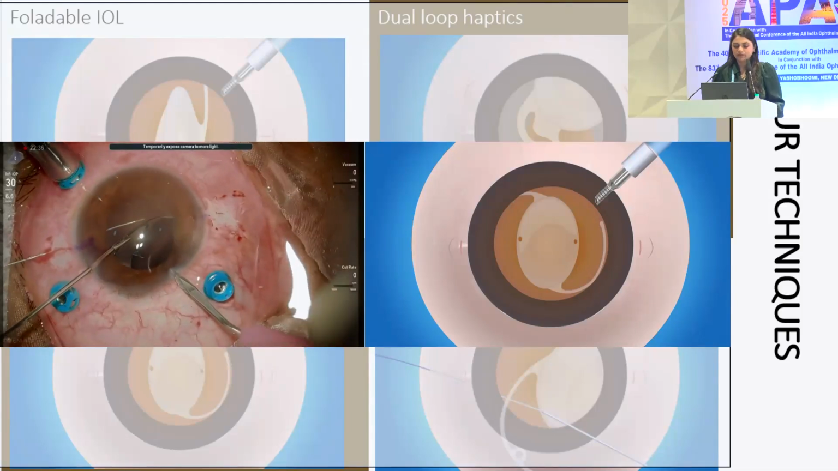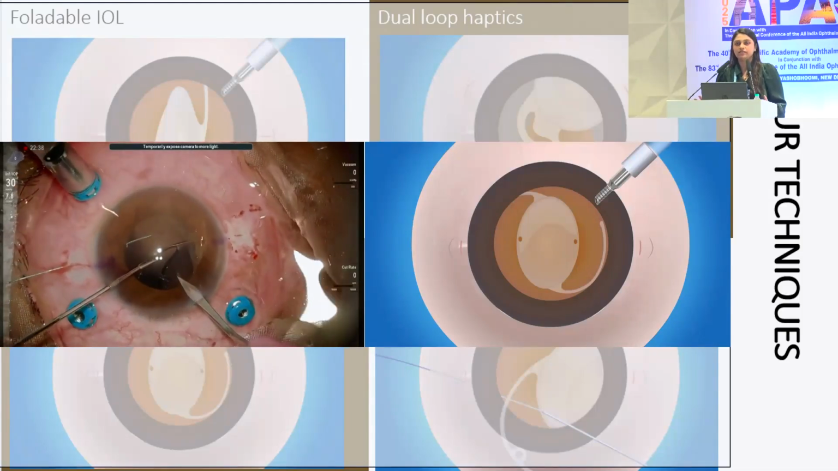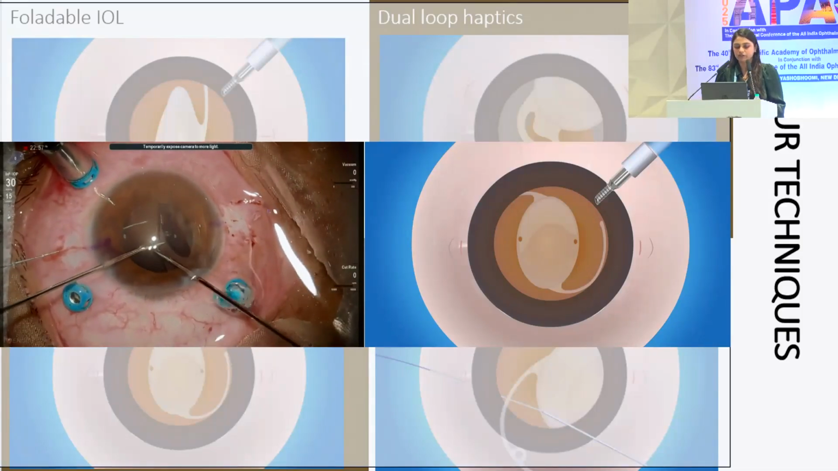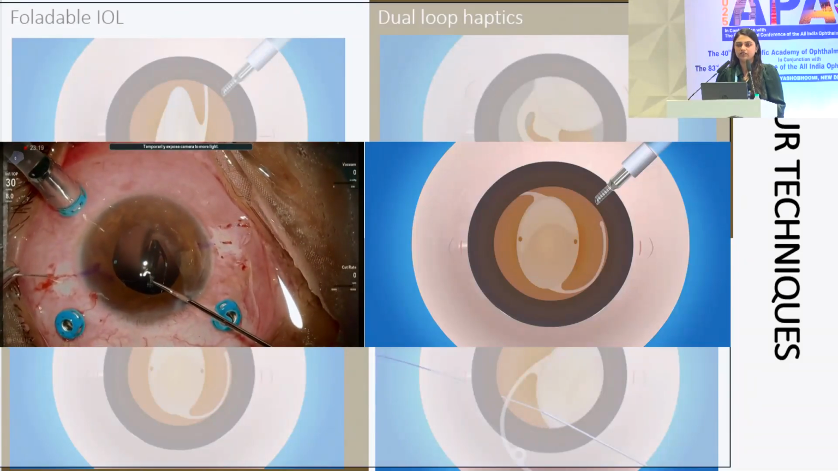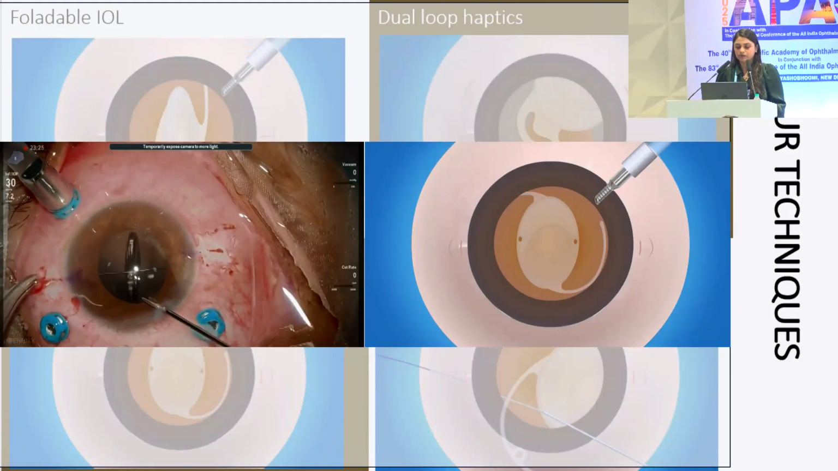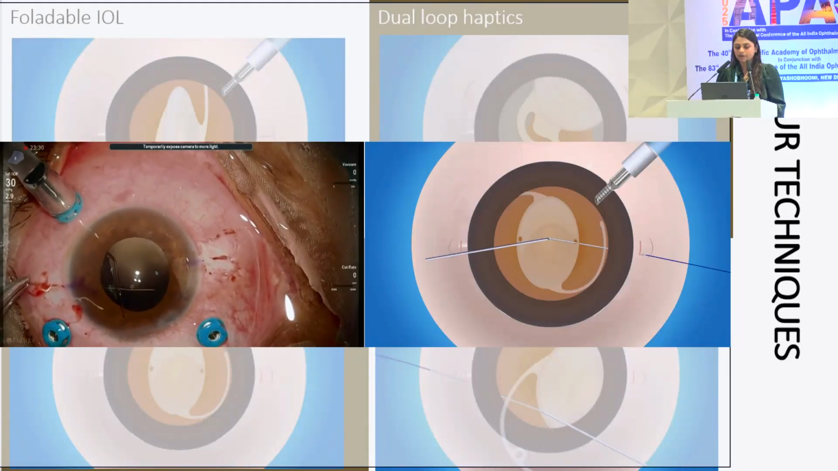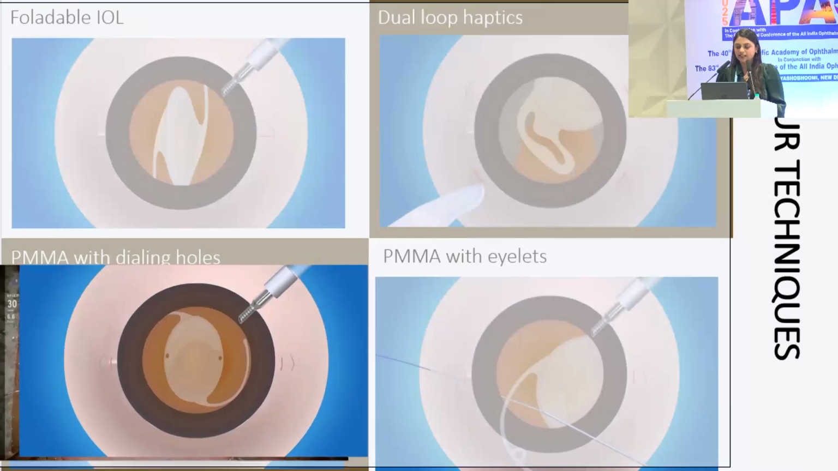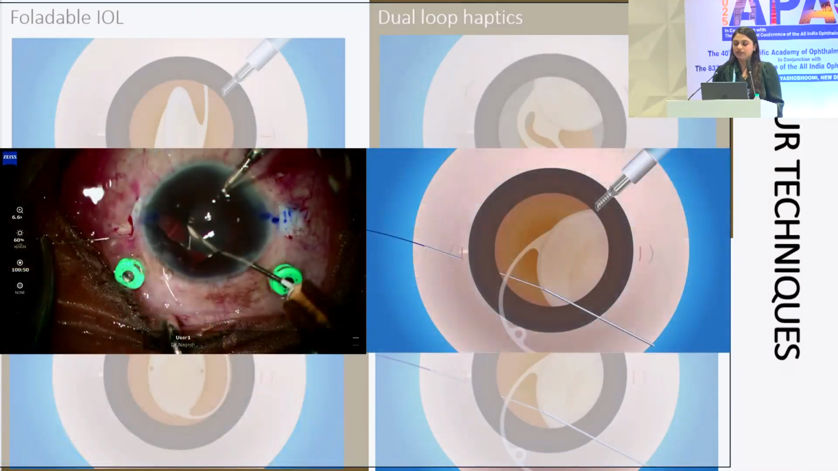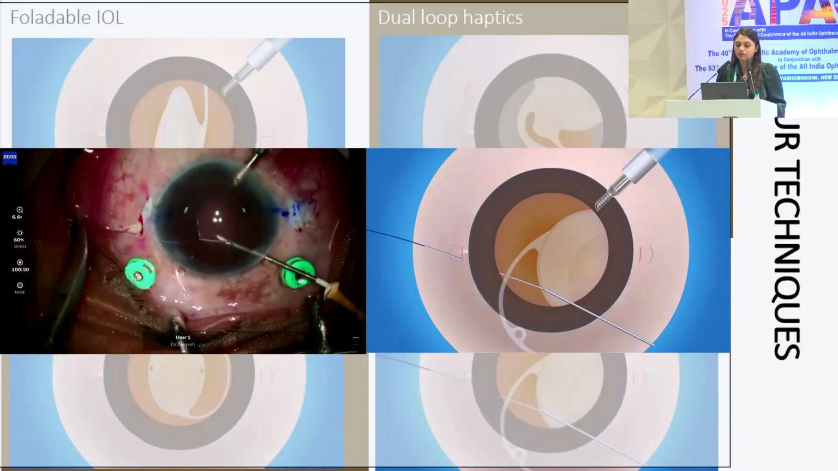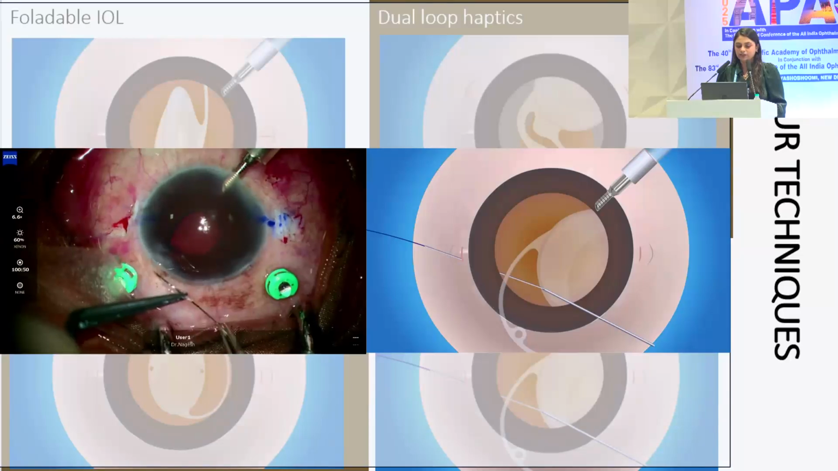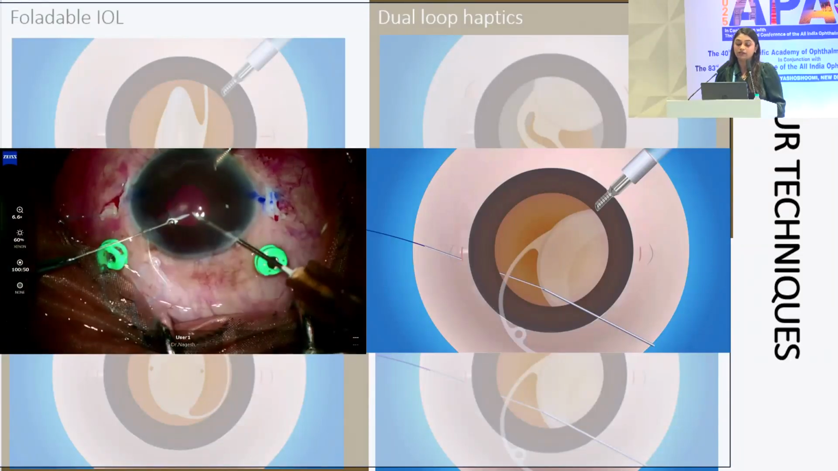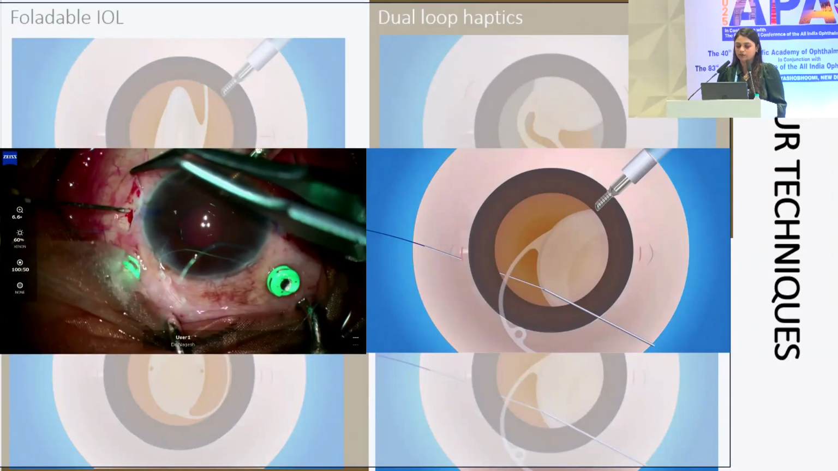Next is PMMA lenses with dialing holes. These are rigid IOLs. Again, removing them is a very big challenge. So again, the dialing hole is the one which is used as the anchor point through which the 9-0 polypropylene suture is passed. And the next one is the single-piece IOLs which undergo suture dehiscence, and the eyelet which is present in the haptic is used for 4-point fixation. So the haptic here is exteriorized to the corneal incision, 9-0 polypropylene suture passes through the eyelet in the haptic, and then it is put back.